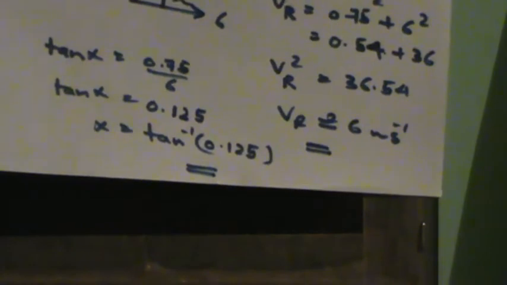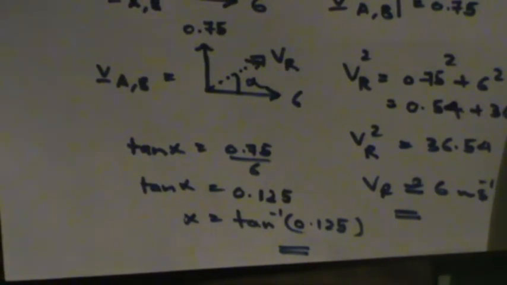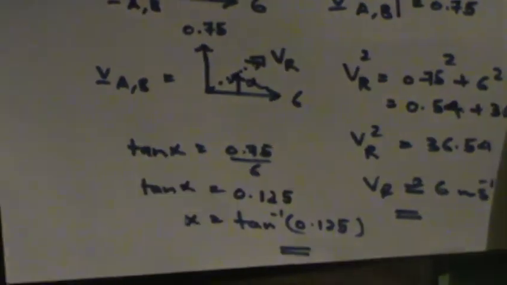If you take tan alpha, we can find the direction. So tan alpha is equal to 0.75 by 6, which is 0.125. So alpha is equal to arctan 0.125. So the velocity of A relative to B is approximately 6 meters per second at an angle of tan inverse 0.125 measured counterclockwise from the horizontal. So that is the velocity of this mass.